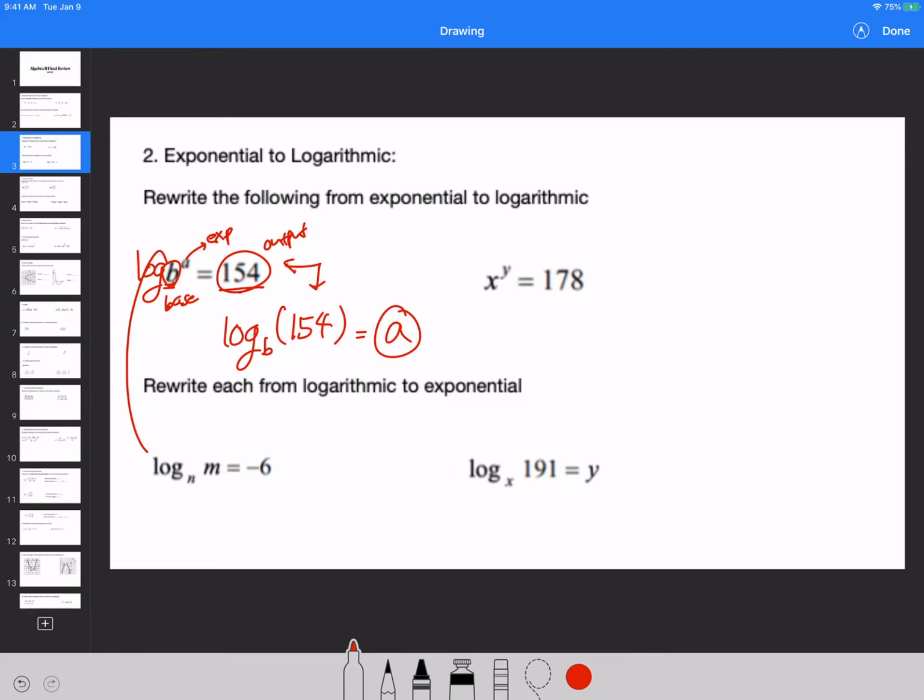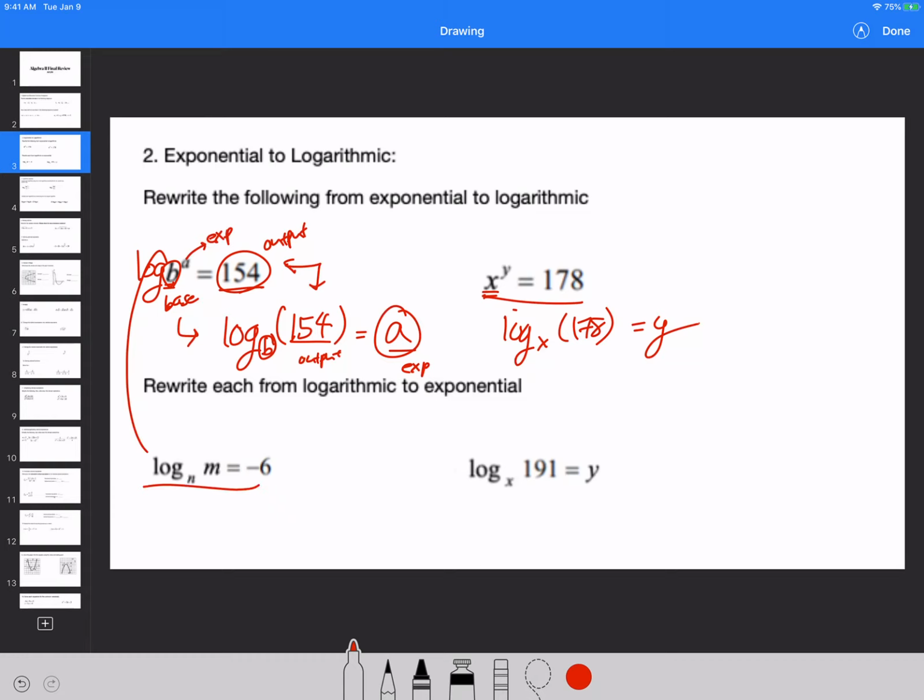If you want to go from exponential form to a logarithmic form, the base is that little small guy right there. This is your output, and this is your exponent. So we kind of swap places exactly. So here, how do I write that? Log base x, because that is the thing that's getting raised by, of output 178, gives you the exponent y.